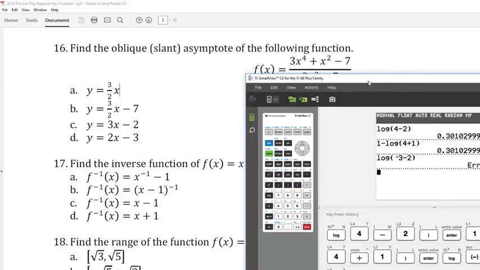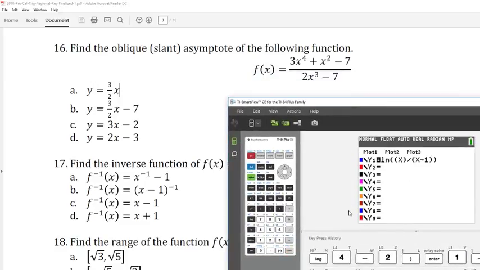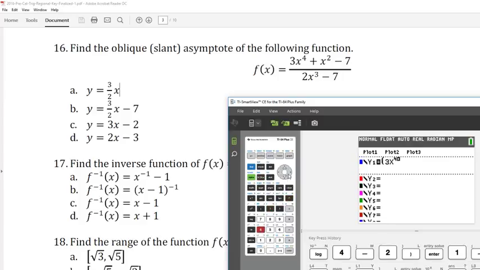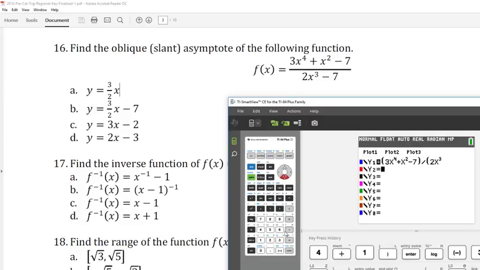Now the other thing you can do, you can graph this, and if you know what a slant asymptote looks like, you might be able to get the answer from the graph. So let's go ahead and look at that for just a moment. When you graph this, make sure you put parentheses around the numerator and parentheses around the denominator. If you don't, your calculator is going to do the order of operations differently than what you intend.